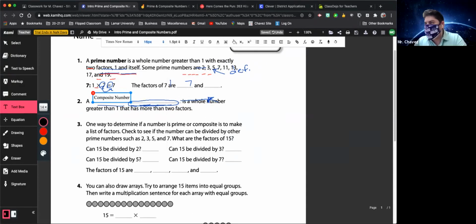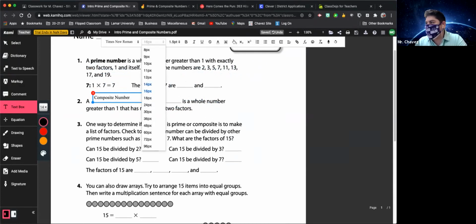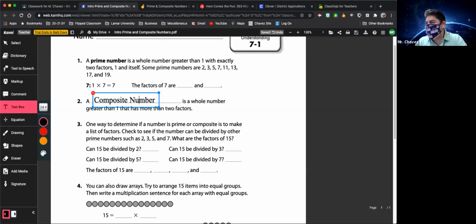There we go. A composite number. And if you want to make the text bigger, right here where it says 14 point, you have to highlight it and then it'll make it bigger. See? Right there. Any questions with the composite number?